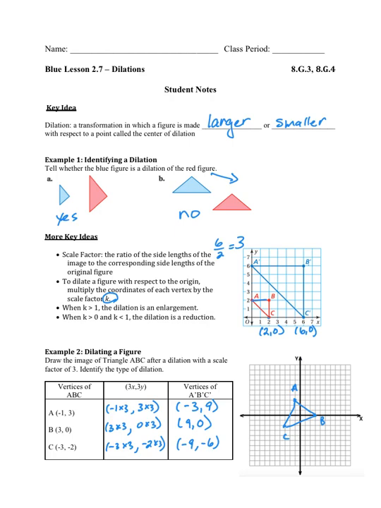Now let me use a different color here to go ahead and draw the image, our dilation. So A prime, we said, was at -3, 9. So that's up here, A prime. B prime is at 9, 0, so that's right about there, B prime. And C prime is at -9, -6. So that's here. So I can go ahead and connect those points. And I can see that the triangle I've created in that image is similar to the original, although not congruent because it is an enlargement.